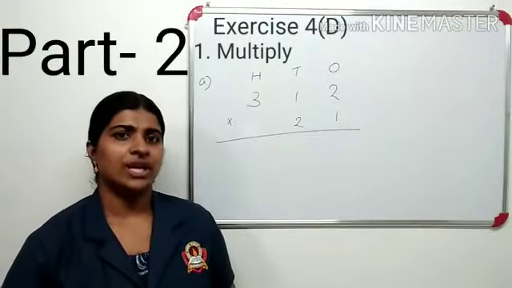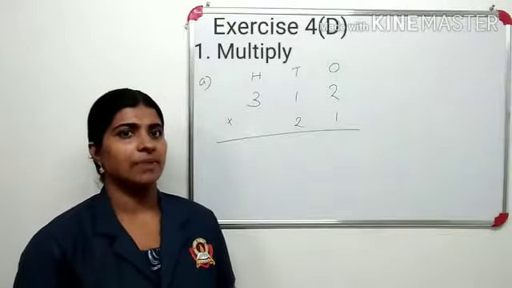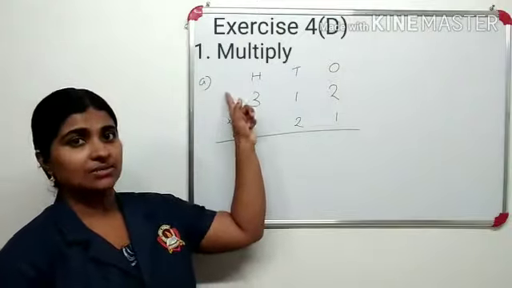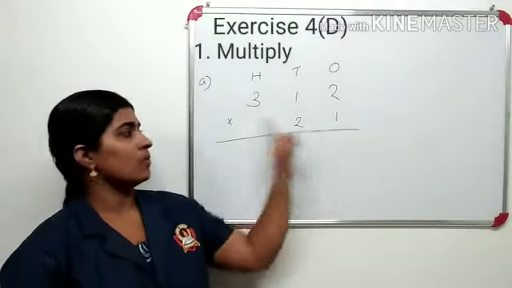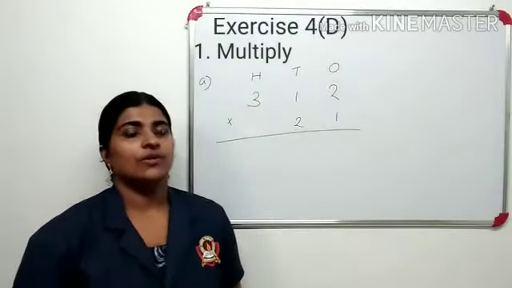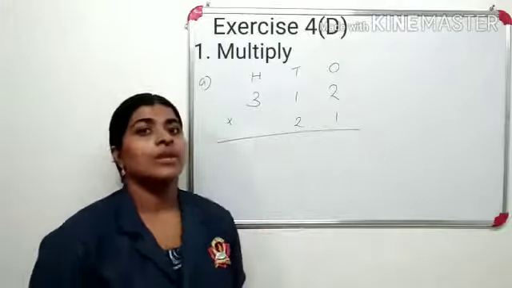Page number 48, exercise 4D, first question, multiply. Question number A is, multiply 312 by 21. You need to multiply 312 by 21.